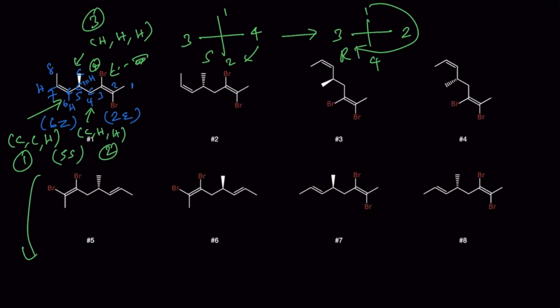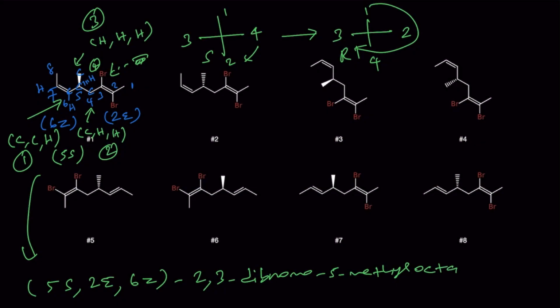So the IUPAC name for this molecule is 5S. When you have geometrical isomerism as well as a chiral center, you need to specify the absolute configuration first. You shouldn't start like 2E and then 5S. 5S should be mentioned first, and then 2E, and then 6Z, and then 2,3-dibromo, and then 5-methyl-octa, because we have a diene, so octa-2,6-diene. That's the correct IUPAC name for this molecule.